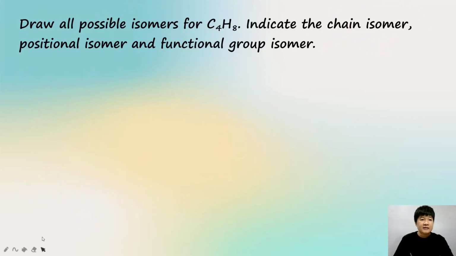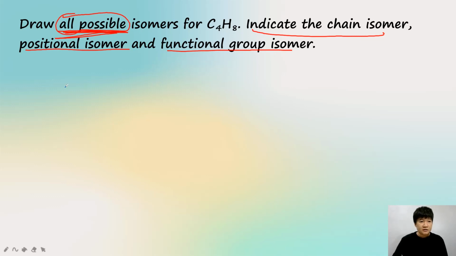Okay? Another type of question is this, all possible isomers. When the question says all possible isomers, it means you need to draw all the possible isomers for it. And then only you indicate the chain isomer, the positional isomer, and the functional group isomer. So let's see how we are going to answer this. It's a C4H8. So for C4H8, obviously, it is the carbon-carbon double bond and also the cycloalkane. So let's start with all the possible isomers.